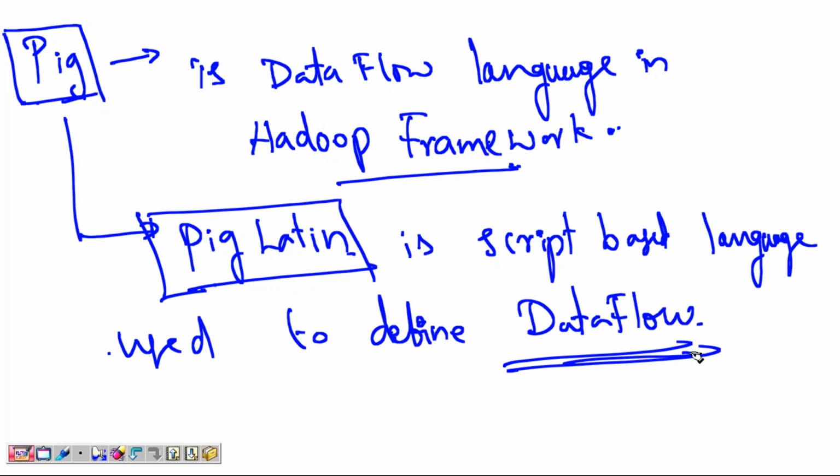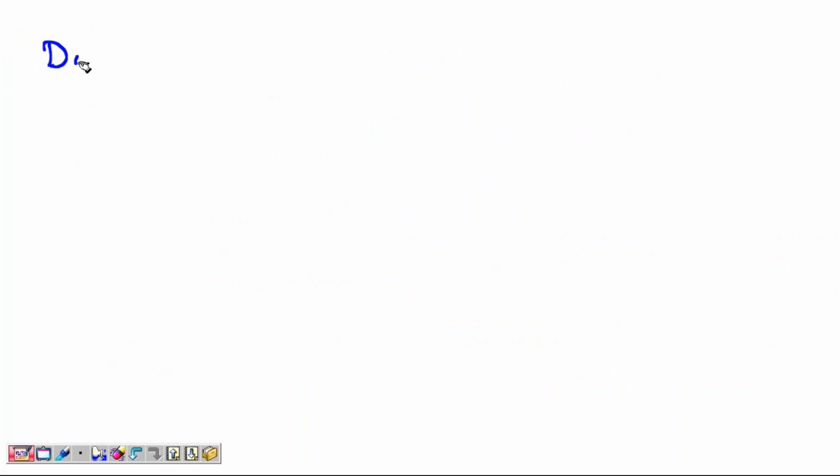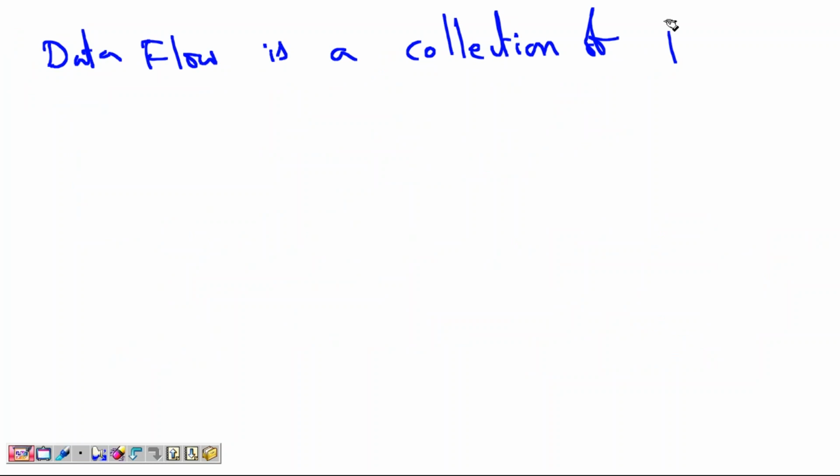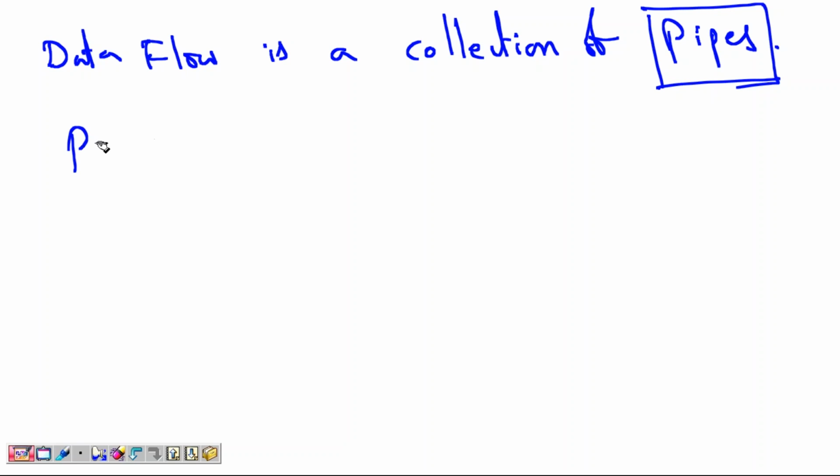Then what exactly is a data flow? We will discuss. A data flow is a collection of pipes. Here the different name, what is a pipe? A pipe is a data operation.